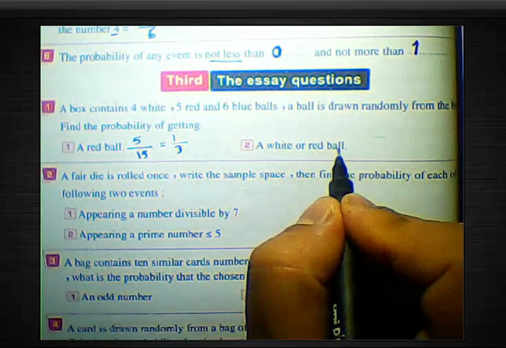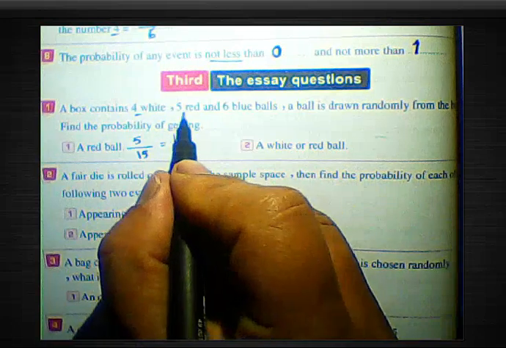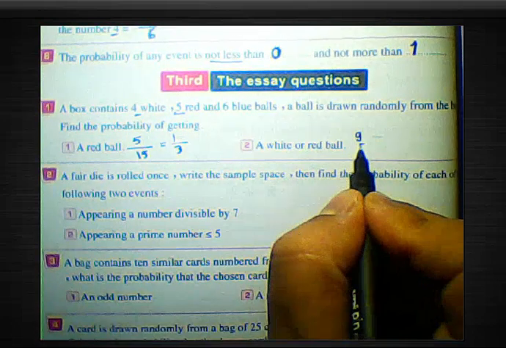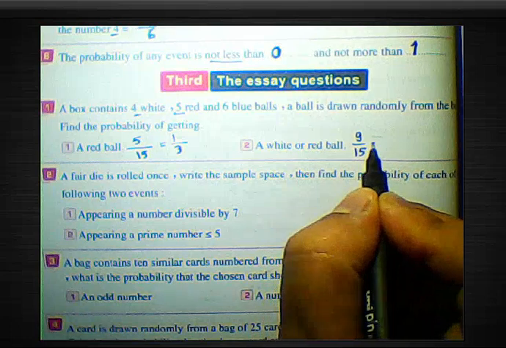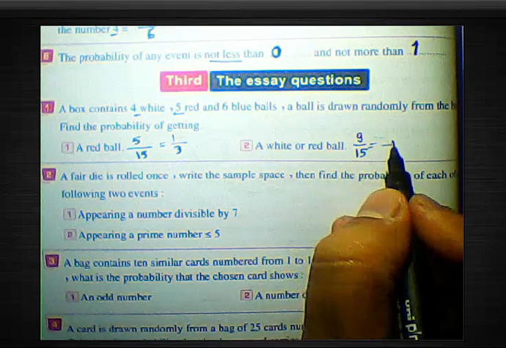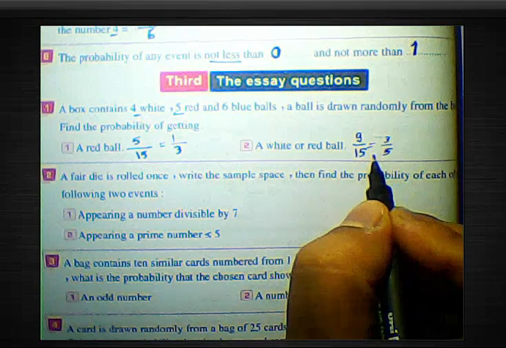White or red ball? White or red: 4 plus 5 equals 9, over the total number 15, divided by 3, numerator and denominator. 9 divided by 3 equals 3, and 15 divided by 3 equals 5.